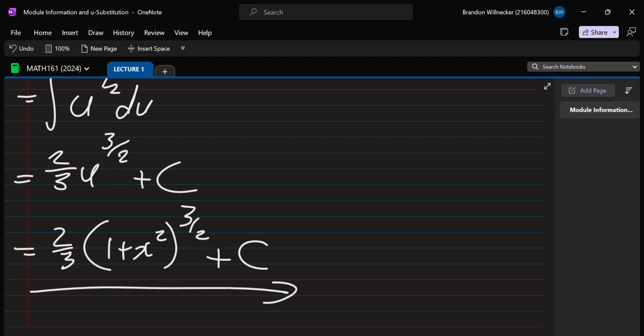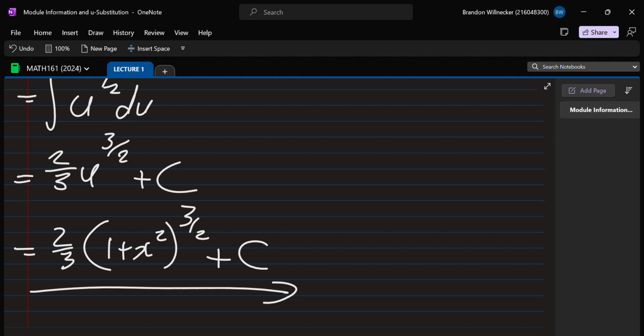Okay, please make sure you include that last step. That u, we put that there, right? That wasn't part of the question. We came up with that. The x, that was part of the question. So we need to put whatever x function we have back in.